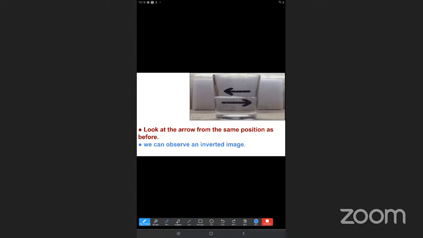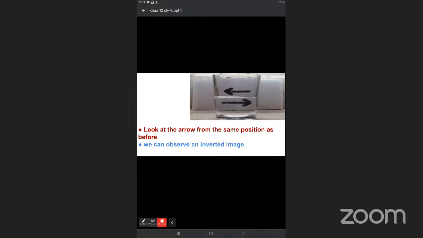Yes, so here, why is the arrow diminished when we observe it, that means when the vessel is empty? Diminished means the size of the arrow decreases, and we observe the same position of the arrow. But in this case, when the vessel is filled with water, we observe the inverted image.